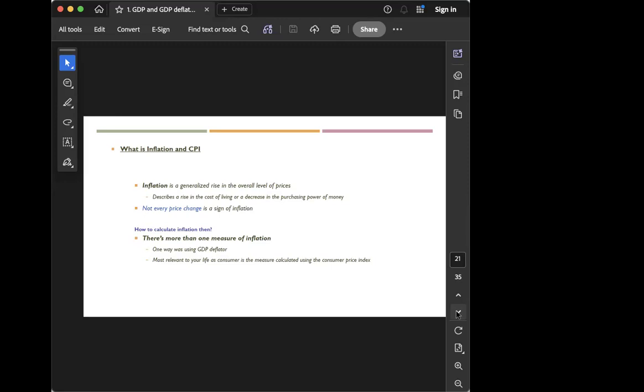Not just households, but also how firms set prices, and if we go larger, how policymakers make their decisions as well. So we're going to talk about what inflation means, how to measure it, what CPI is, and how CPI differs from the GDP deflator. Inflation is a generalized rise in the overall level of prices.